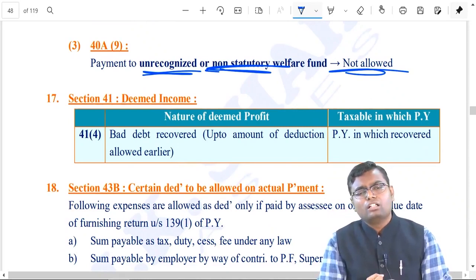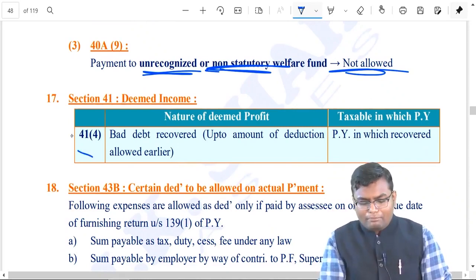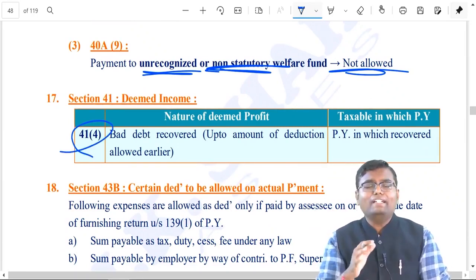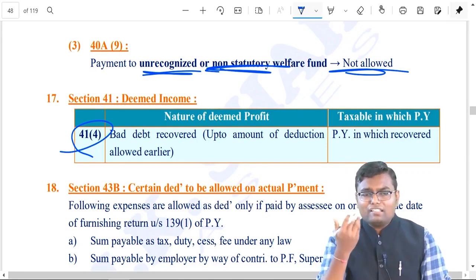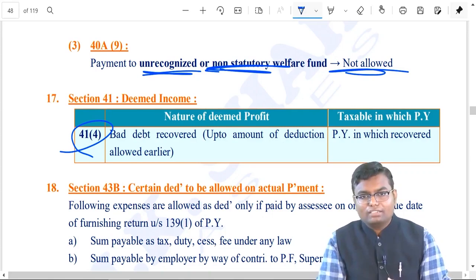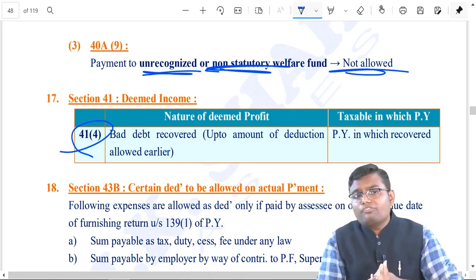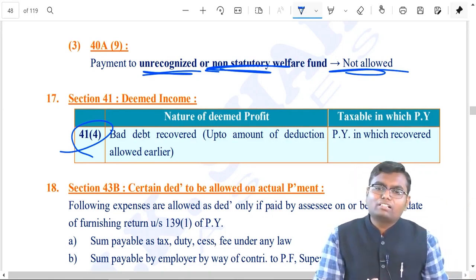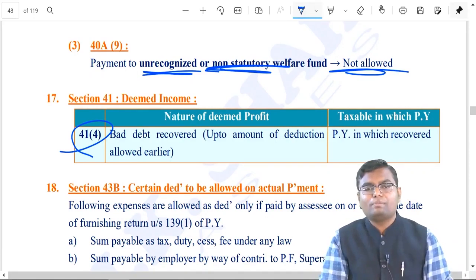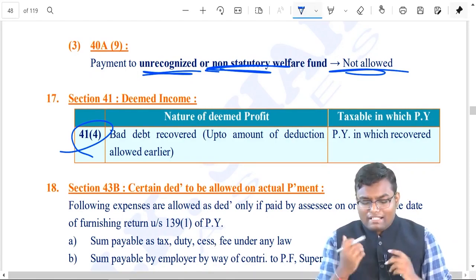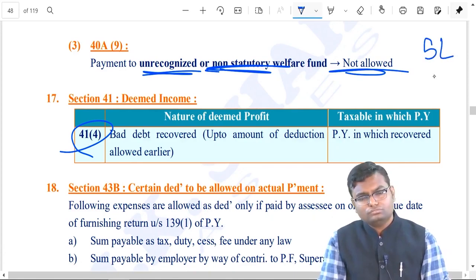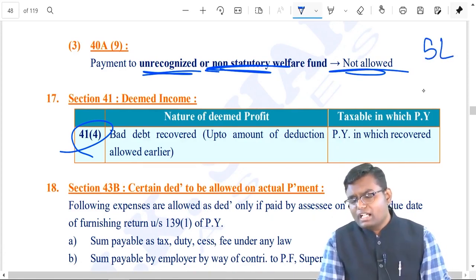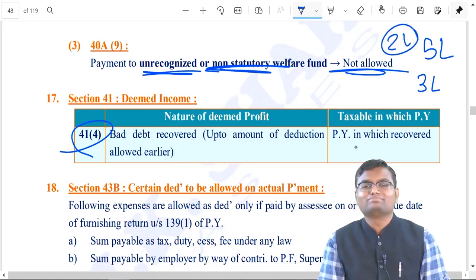One point which is important is 41 subsection 4, bad debt recovery. Whenever you have any bad debt, and in this year you are doing recovery of that bad debt, up to the amount for which deduction was allowed earlier, it will be taxable as your PGBP income. Let's say 2 years back I had a bad debt of 5 lakh. Government allowed me a deduction of only rupees 3 lakh. Can I say 2 lakh was disallowed?